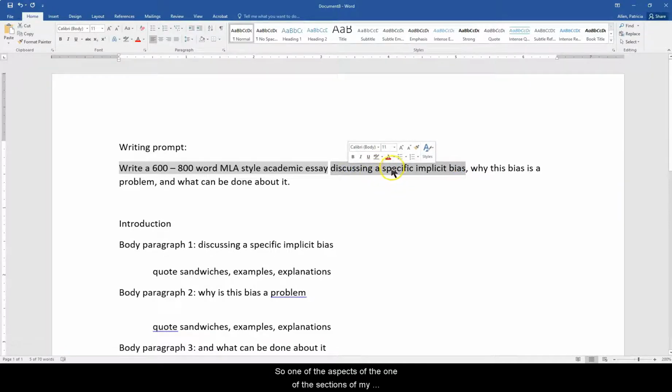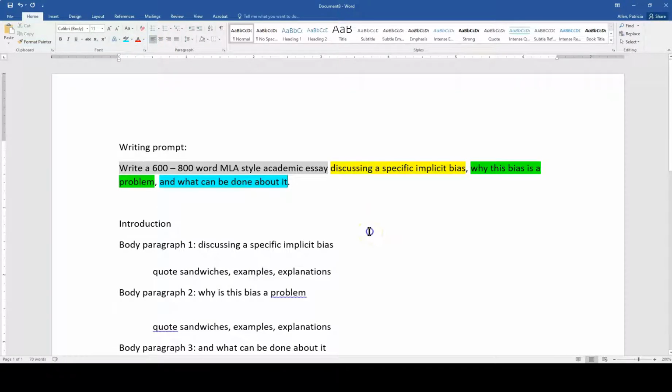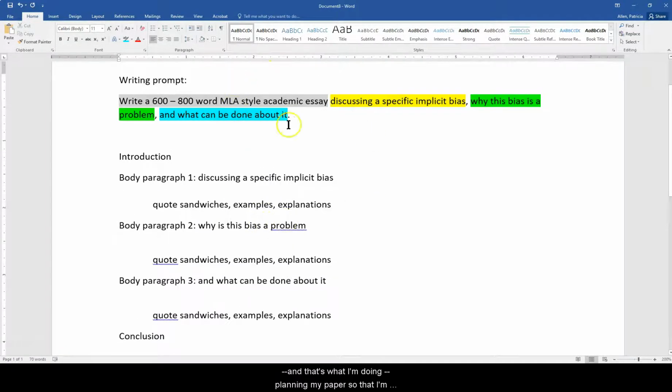So one of the sections of my paper, in order to satisfy this assignment, is to discuss a specific implicit bias. Next, I have to have a section of my paper in which I talk about why this bias is a problem. And third, I have to talk about what can be done about this bias. So when I go to outline my paper, to plan my paper so that I'm responding to what my instructor is looking for, I'm going to use each of these parts as one section of my paper.